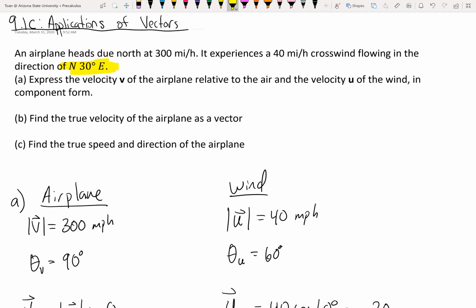Now, as a vector, when you hear this phrase, I need to tell you, you can't do this problem if you don't know what true velocity is. When you hear that phrase, true velocity, that means the resultant vector. That means add the velocities.